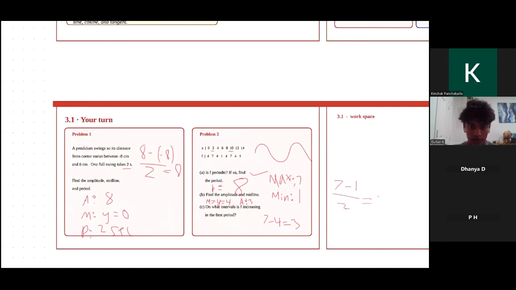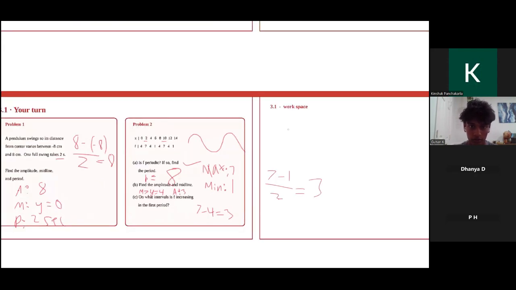Now, on what intervals is F increasing in the first period? Okay, now it looks like we have to draw it out. So let's say 4, 7, 1, and 2, 4. Remember, our period is going to be 8, so we have to go to at least 8. We're looking at the first period.